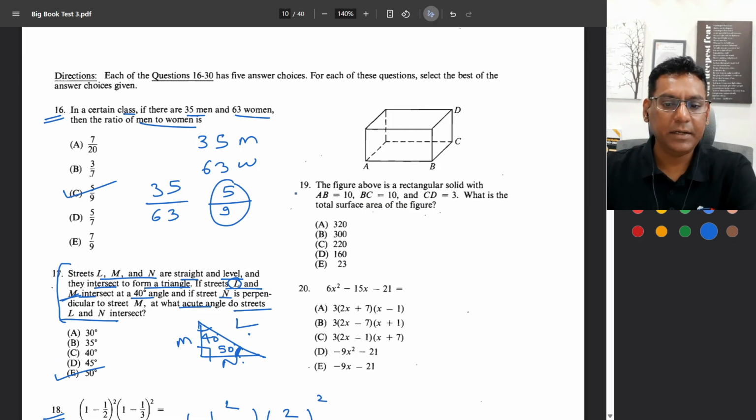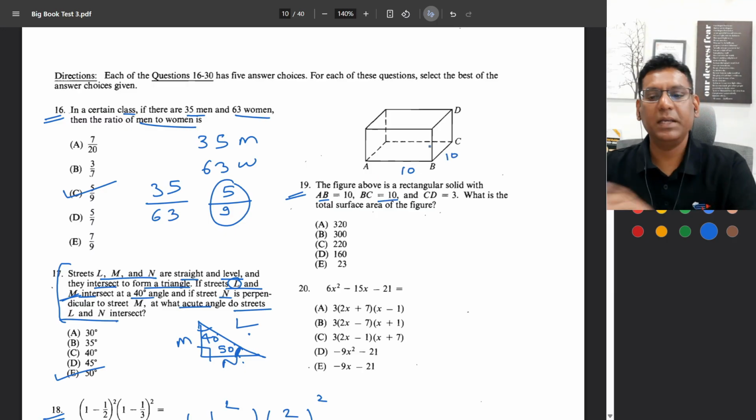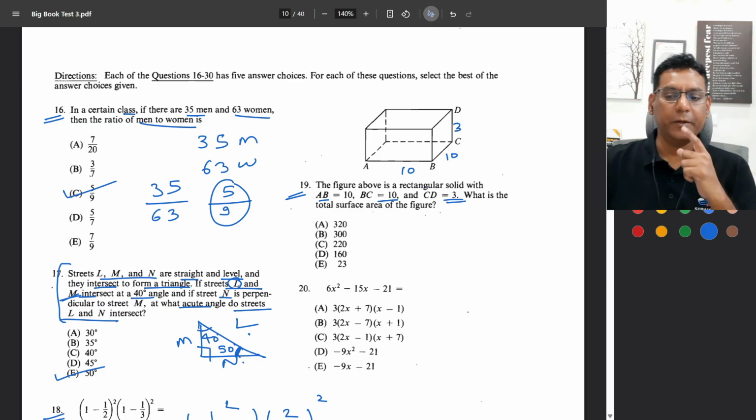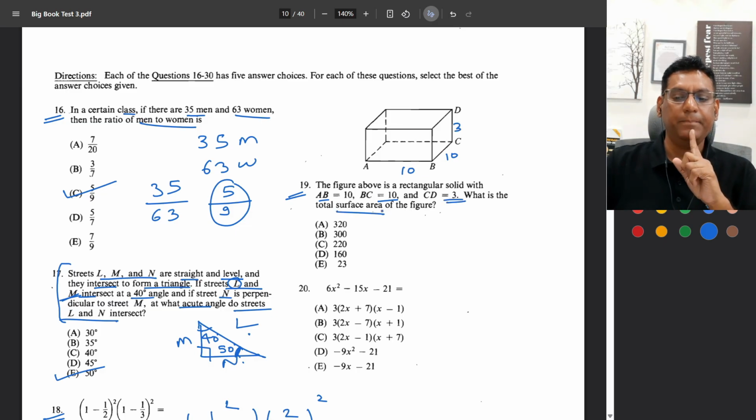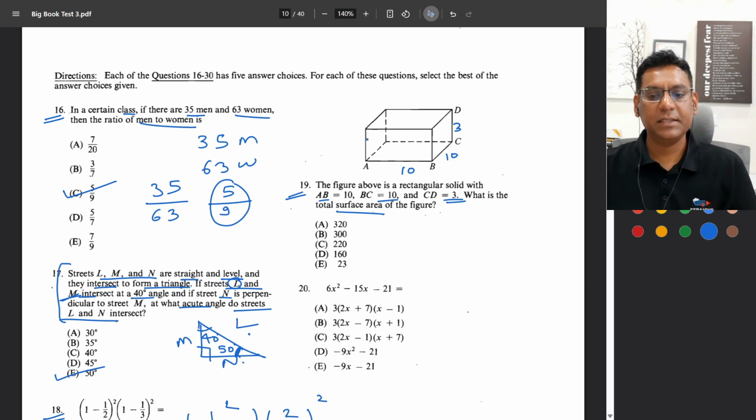Okay. Question 19. In the figure above is a rectangular solid with AB as 10, BC as 10, right? So it's basically a square base, square top, and height is 3. What is the total surface area? So total surface area is 4 times these side areas, addition of that, and 2 areas such that top and bottom.